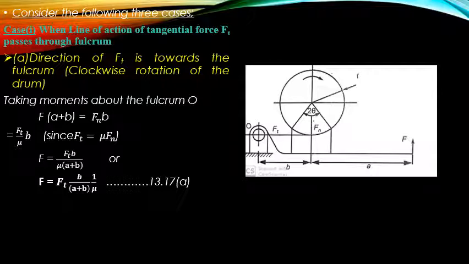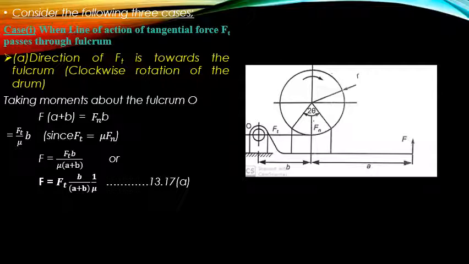First case, when the line of action of the tangential force Ft passes through the fulcrum pin. That means the fulcrum is positioned in such a way that the tangential force will exactly pass through the center of the fulcrum.